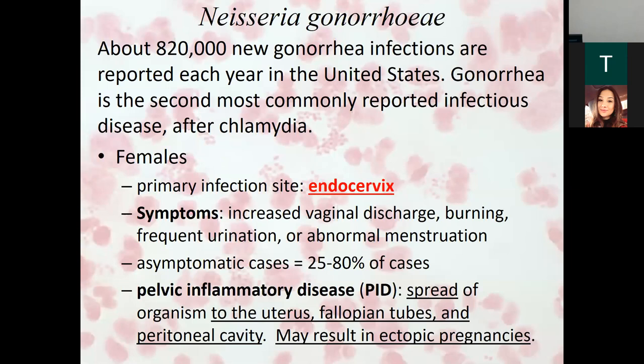Gonorrhea is the second most commonly reported infectious disease after chlamydia. So the GC, the chlamydia and gonorrhea duo, are number one and two in reportables. And you have to report this, and who can tell me what that means? It's a reportable disease. What do we do? Tell the CDC.